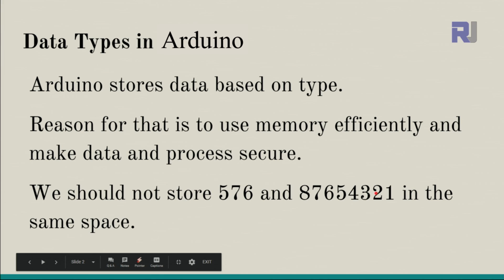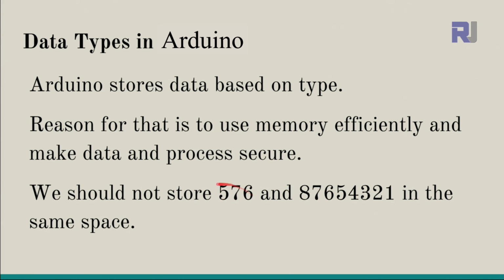So we have a big box that can hold this one, and also in the same big box if we put this one, this will be very inefficient because the box has more space. And memory has exactly the same analogy. We are allocating certain space to store data or information. And the data in Arduino is used based on the type.